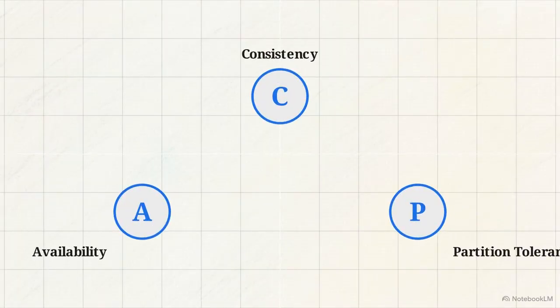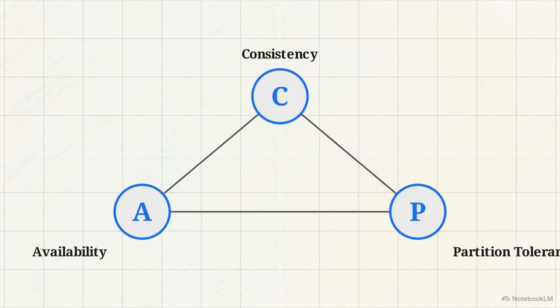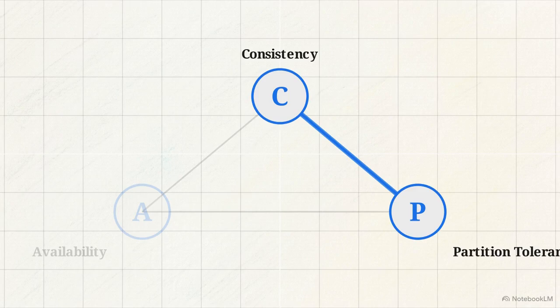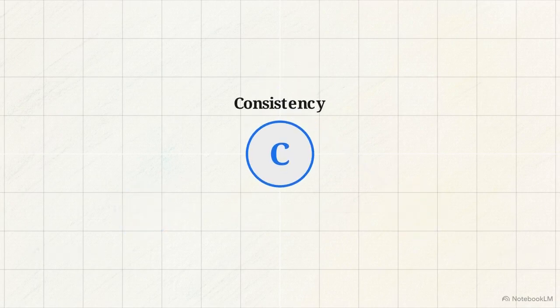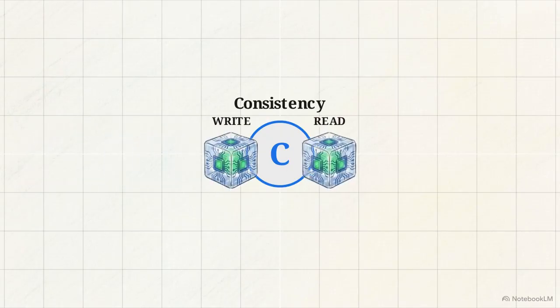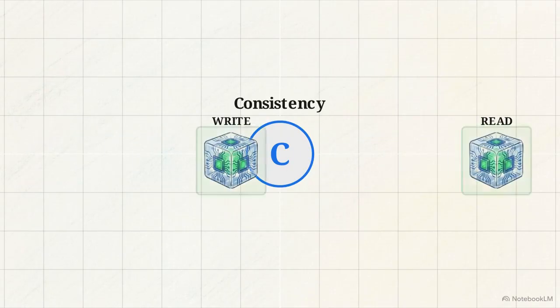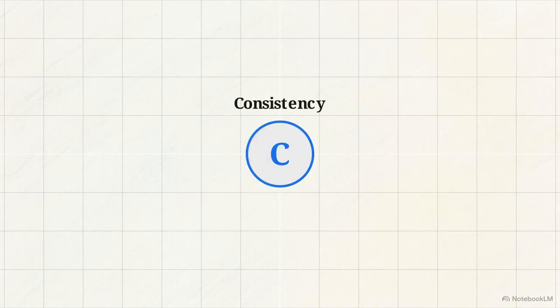This triangle illustrates the CAP theorem, which forces a strict engineering trade-off. In our system, we are choosing strict consistency and partition tolerance, willingly sacrificing availability when necessary. We operate under the absolute rule of strong consistency. A read immediately following a successful write must always return that write's exact result, without exception. We reject eventual consistency models entirely.